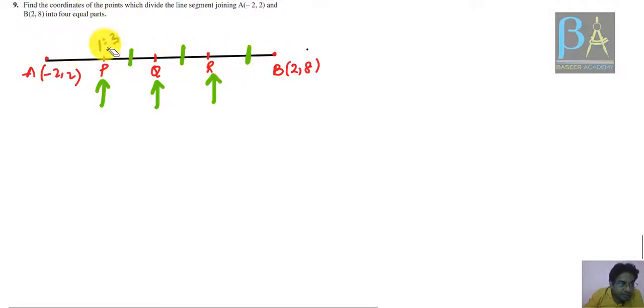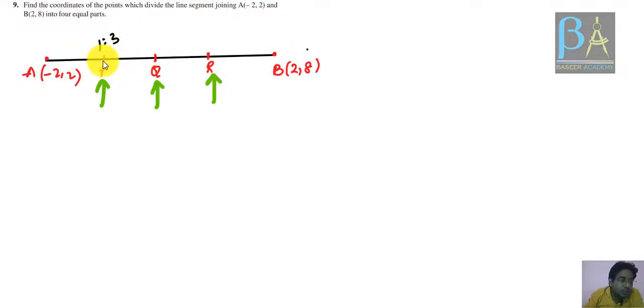Let me get rid of these things here. Let me go through this once again. So the point P is dividing the line segment AB in the ratio 1:3, because to the left of P I see one part and to the right I see 1, 2, 3, 3 parts. The point Q is dividing the line segment AB in the ratio 2:2.